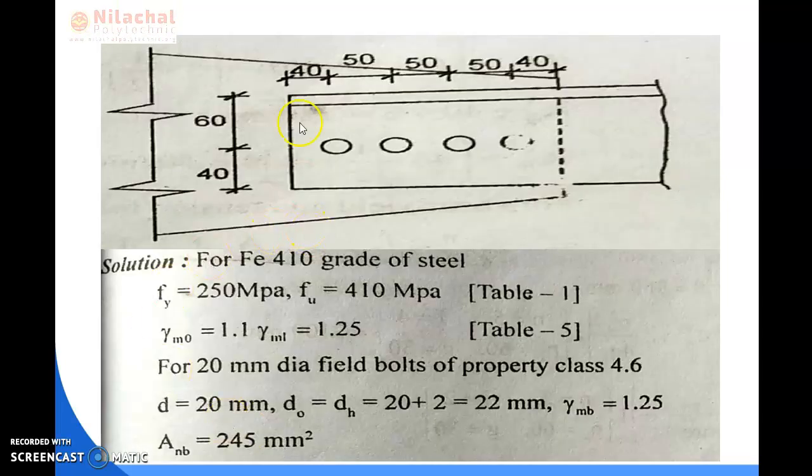So here is the diagram of the angle section which is connected to the gusset plate. From this to this is the longer leg of the angle section, which is 100 mm, and this portion is the other leg of the angle section, and here we can see the thickness. The edge distance of the angle section is given as 40 mm and the pitch distance of the bolt is given as 50 mm.